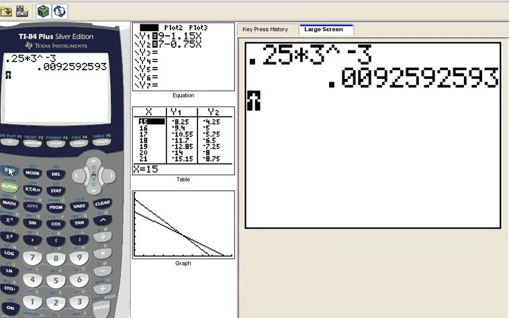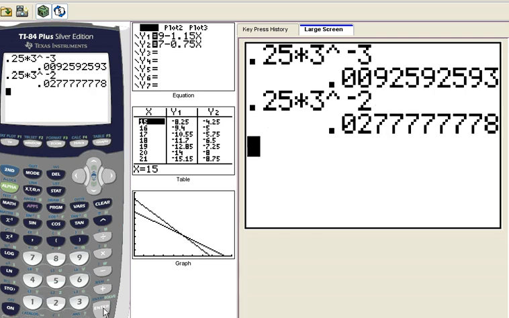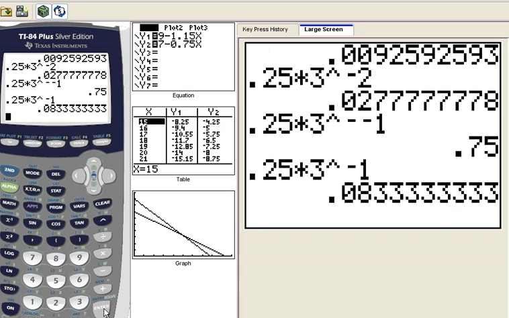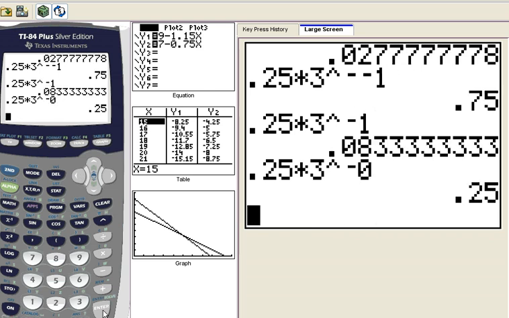If I go second, enter, let's change that to a negative 2. Now we got 0.03. Second, enter, change it to negative 1. Try that again. There we go. We're still pretty close to 0. Second, enter, try 0 power. Now we're at 0.25. Try a positive power of 1.